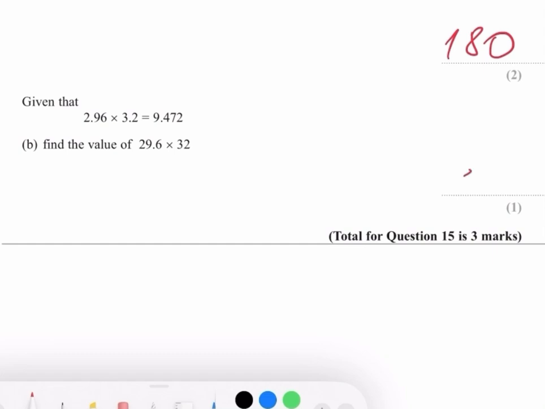Here you had to put the point in the right place. You can just round each number first to estimate roughly what number you're looking for as an answer. 900, so the point goes after 7.